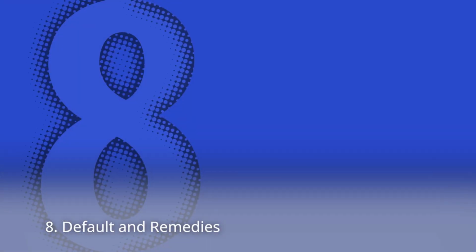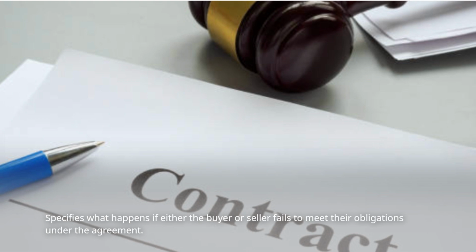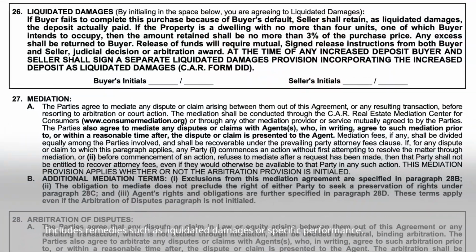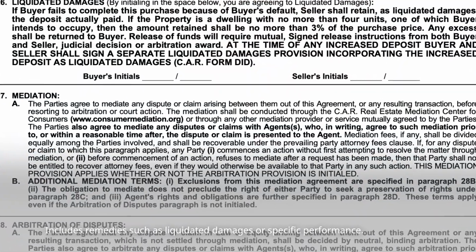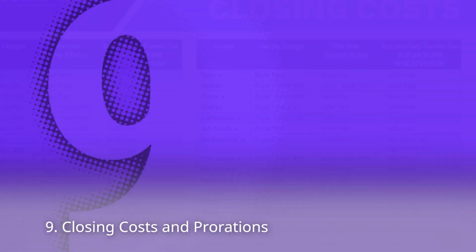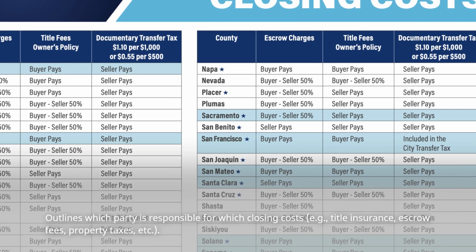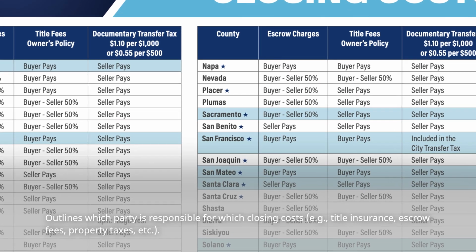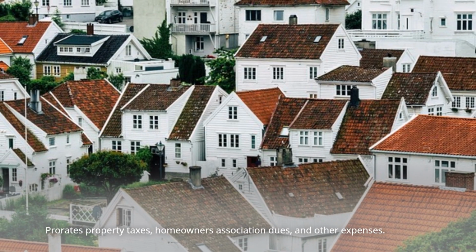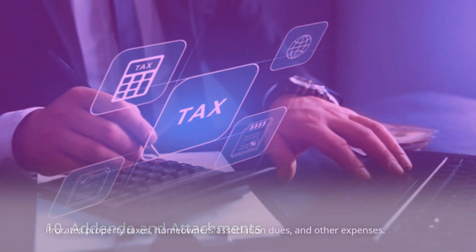8. Default and remedies. Specifies what happens if either the buyer or seller fails to meet their obligations under the agreement. Includes remedies such as liquidated damages or specific performance. 9. Closing costs and prorations. Outlines which party is responsible for which closing costs, e.g., title insurance, escrow fees, property taxes, etc. Prorates property taxes, homeowners association dues, and other expenses.